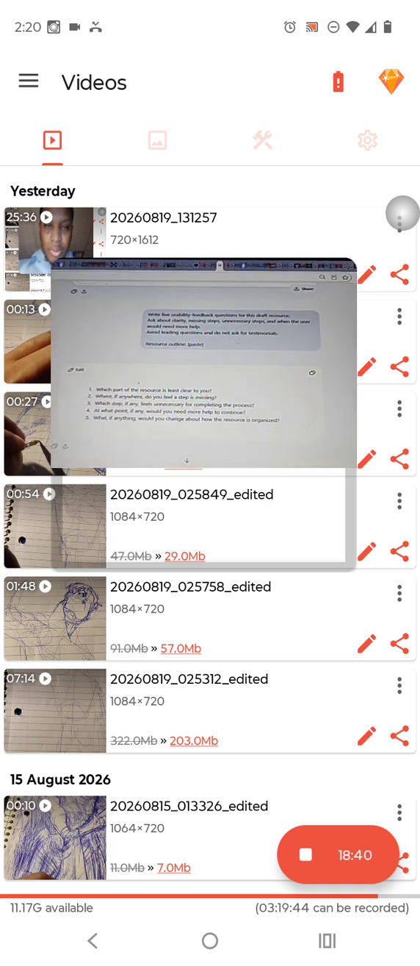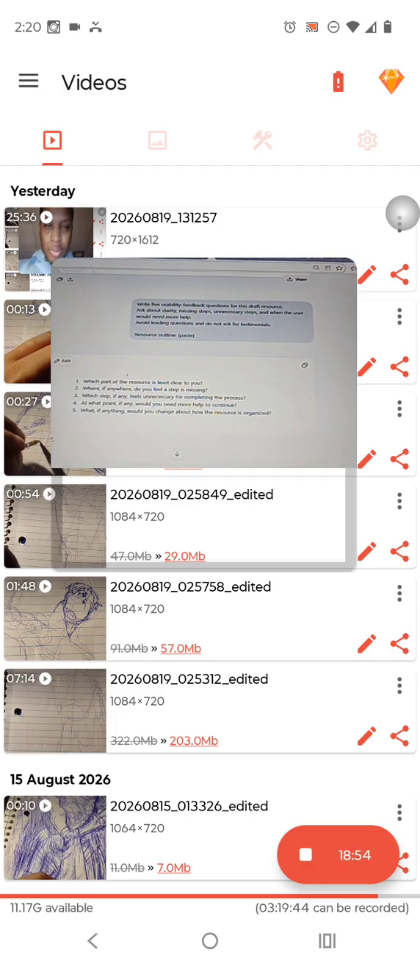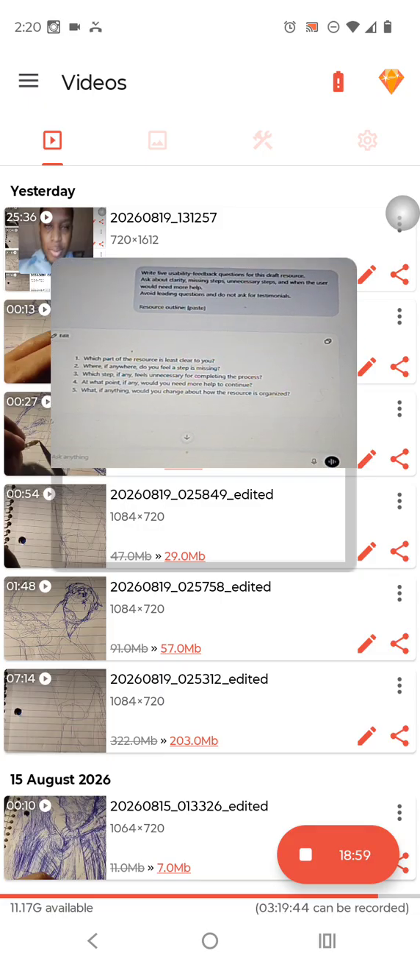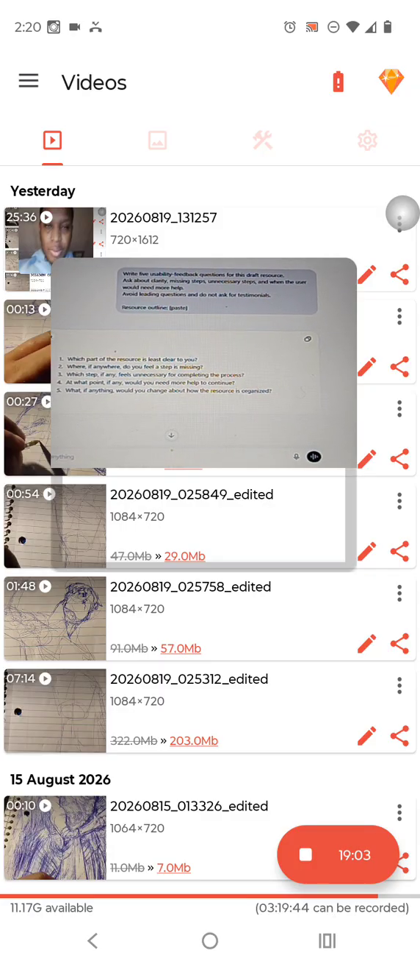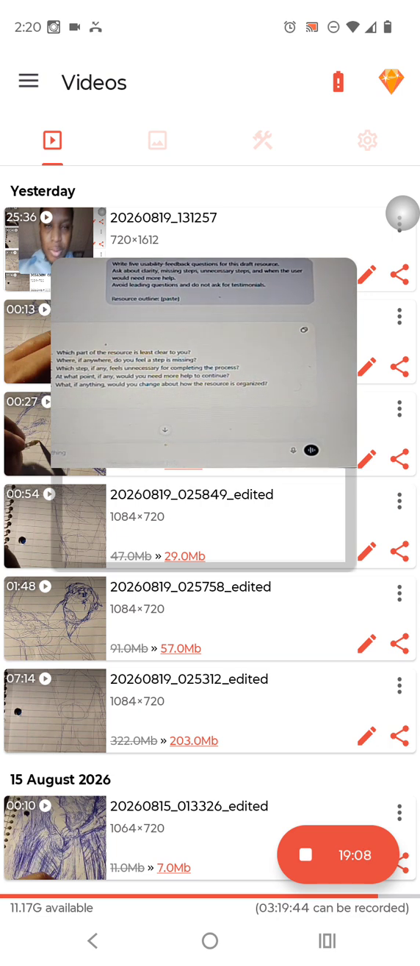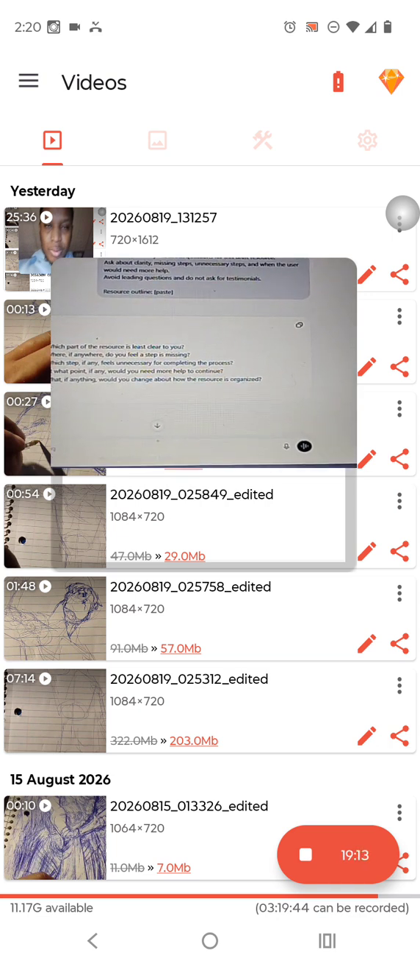And the next question after that is, what, if anything, would you change about how the resource is organized? And what does that do? That's write 5 usability feedback questions for this draft resource. Ask about clarity, missing steps, unnecessary steps, and when the user would need more help. You avoided leading questions, and you do not ask for testimonials. So the 5 questions I just read off address exactly that. It asked for clarity, missing steps, unnecessary steps, and when the user would need more help.